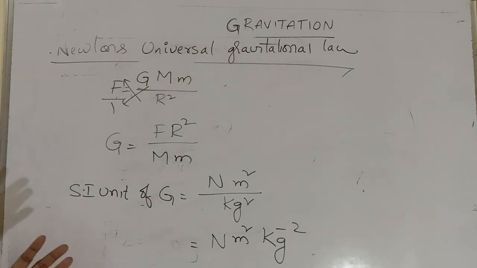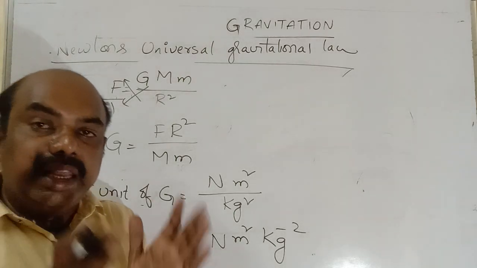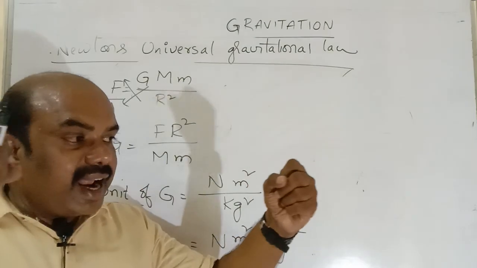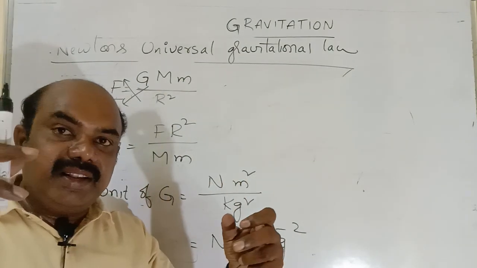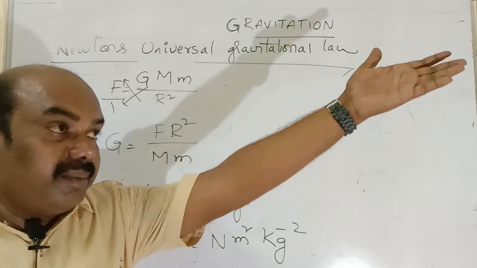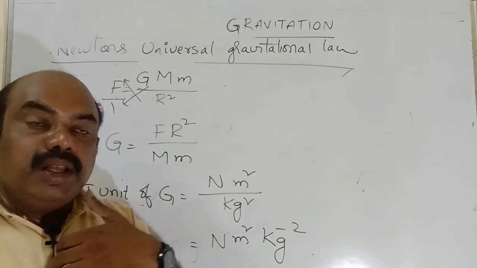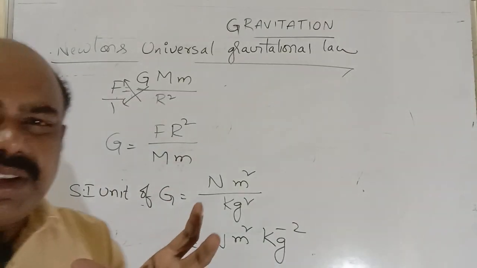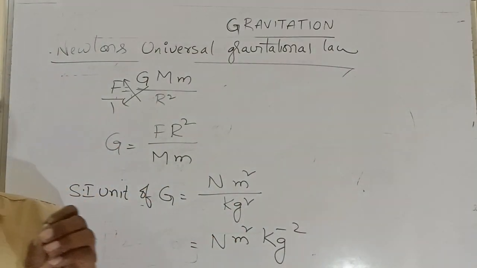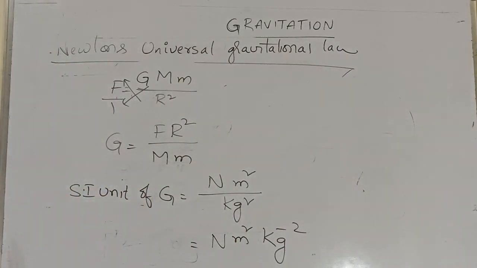Once again, Newton's universal gravitation is very important here. Every body in the universe attracts another body with some force. I am attracting the building, and the building is attracting me. So this force is almost negligible. Why? Because gravitational force is a weak force. Now, we will see what are the properties of gravitational force.